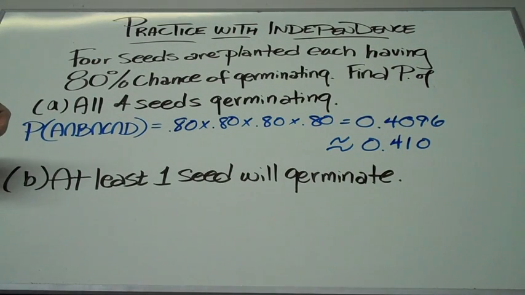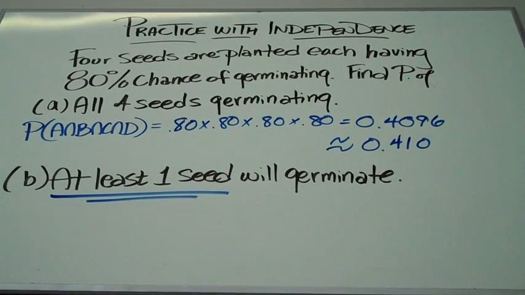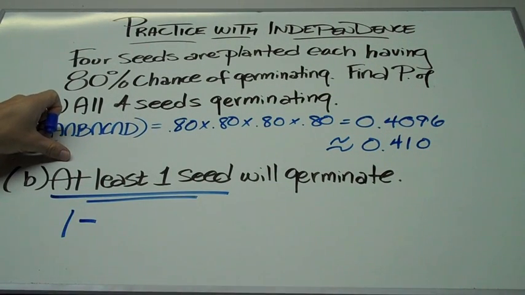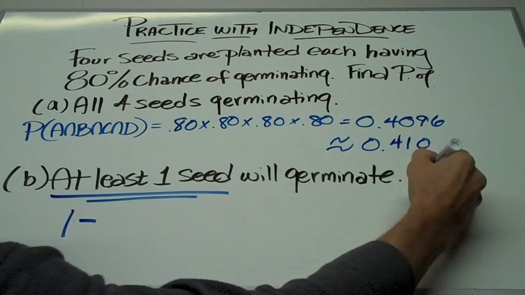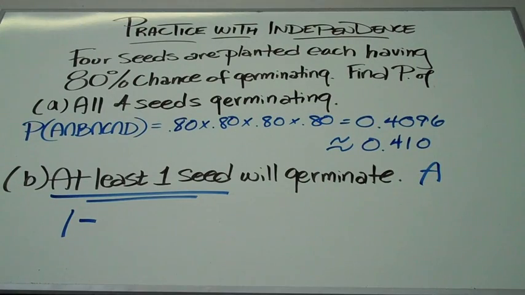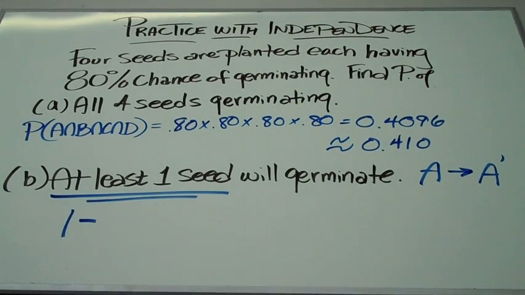What's the probability of at least one seed germinating? This is a key concept, at least one. Well, we know total probability is 1. If we want at least one seed germinating, all we have to do is discard the situation where no seeds germinate. Well, when do no seeds germinate? If event A is the 80% chance of one seed germinating, then the complement of A is the probability that A does not germinate.